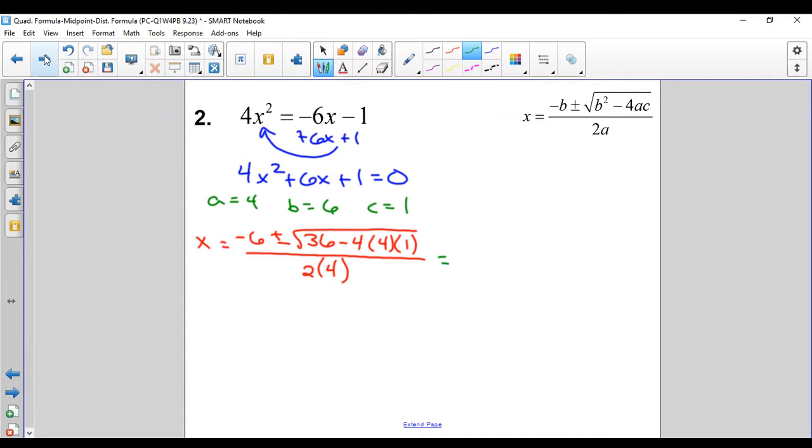This is where you start cutting out some steps if you can. -6 plus or minus square root of 36. We end up getting minus 16 there, all over 8 now. 36 minus 16 is 20.